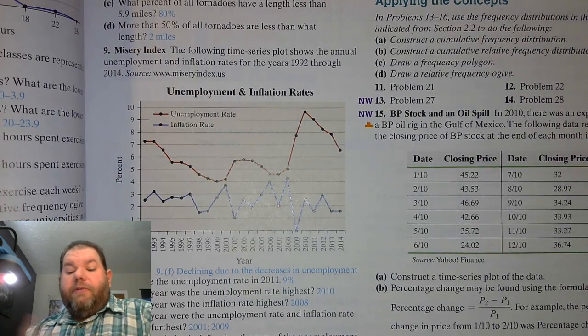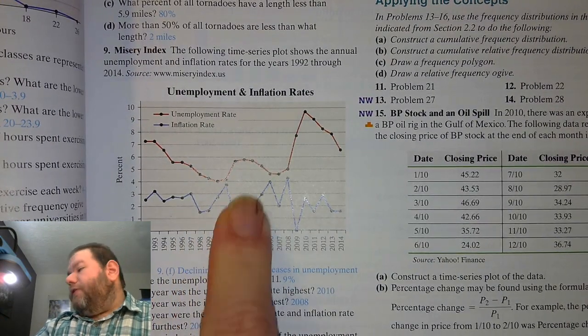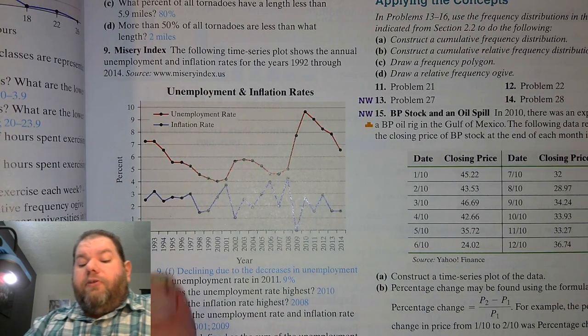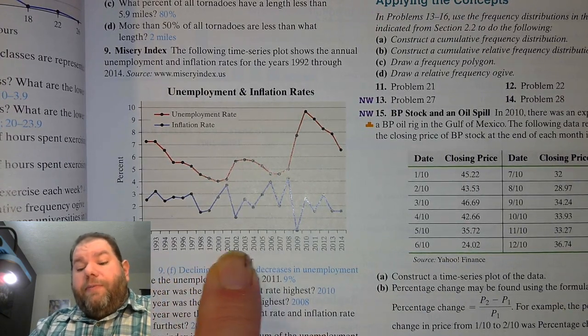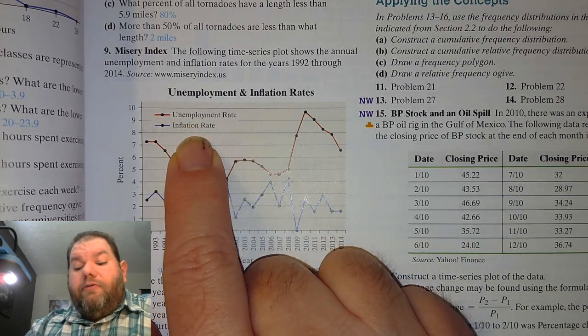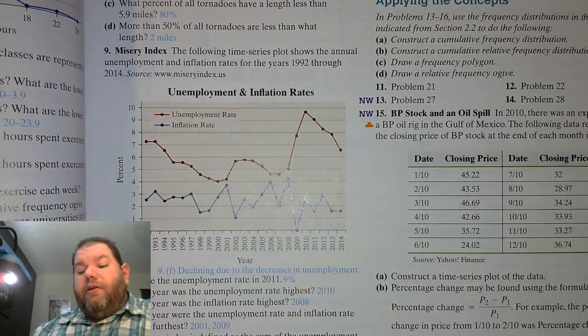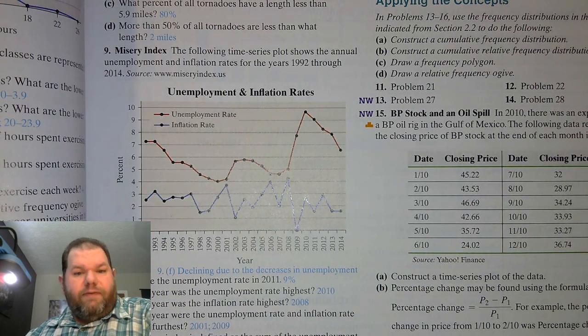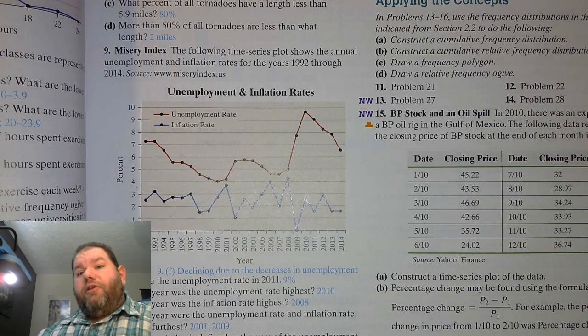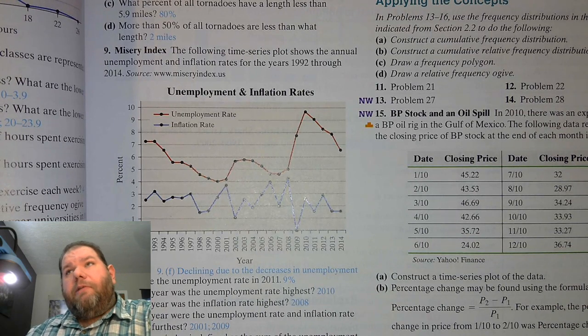Okay, and sometimes we'll see two different things in the same graph. This is another time series plot, because we're still talking about the different years on the bottom, but we're comparing unemployment rate to inflation rate, and seeing if there's any kind of connection between the two. There's other tools that we have for measuring the connection between two different variables, and we'll talk about that later. I think it's in chapter 4, I believe.